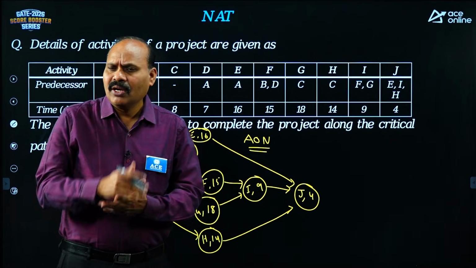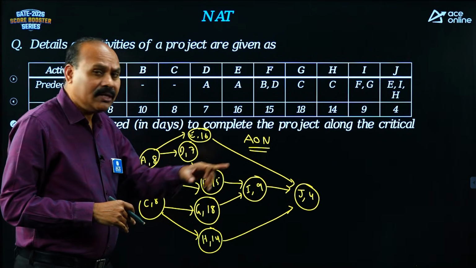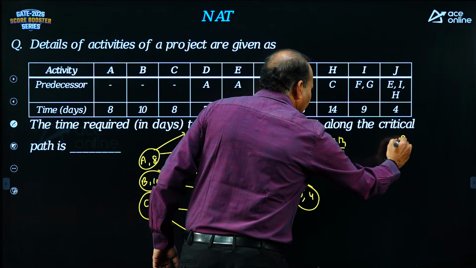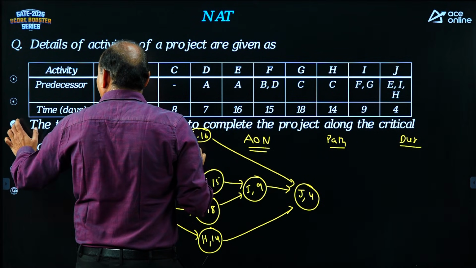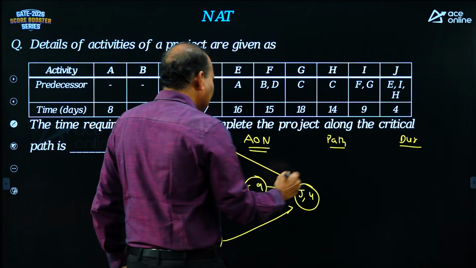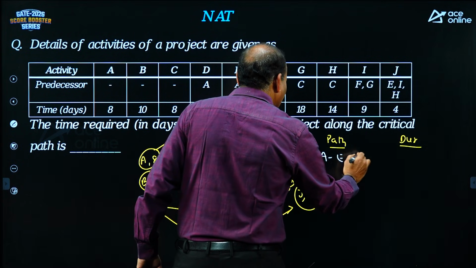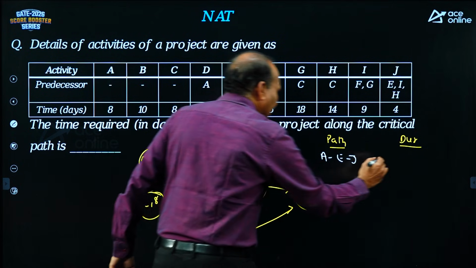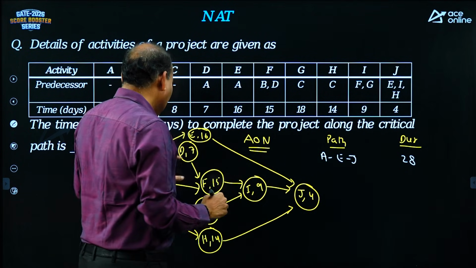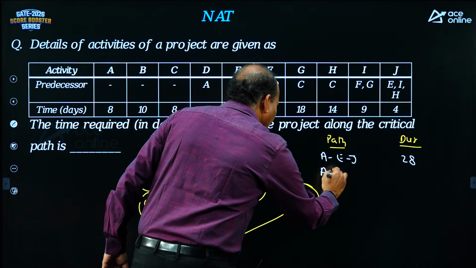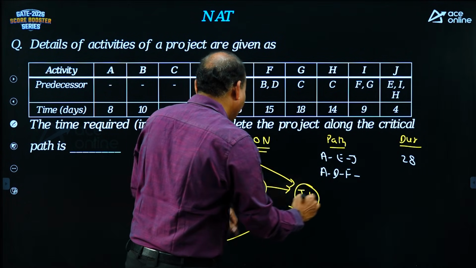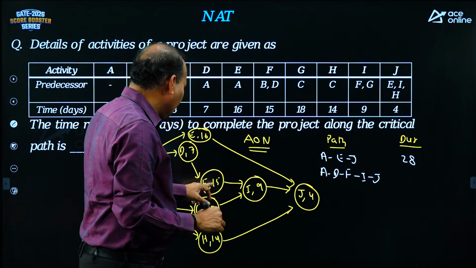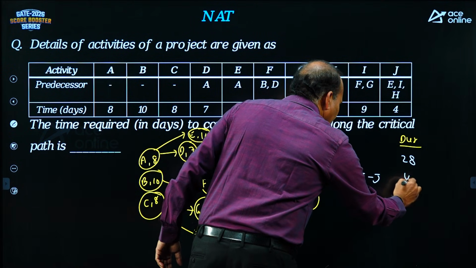Everything is fine. Take the paths from starting to ending. A, E, J, one path. Path and duration just similar to the previous numerical. 8 plus 16 is 24, plus 4, 28. Next path, A, D, F, I, J. Along this path, 8, 15, 30, 39 plus 4, 43.